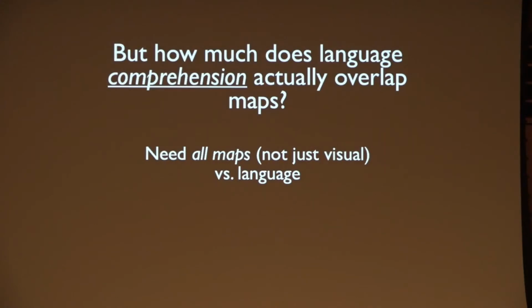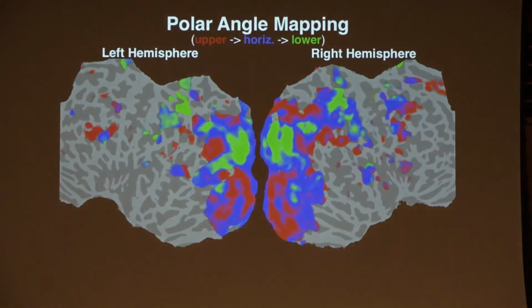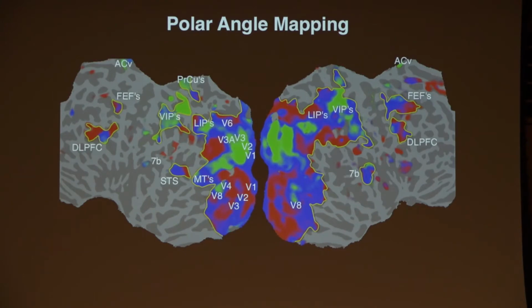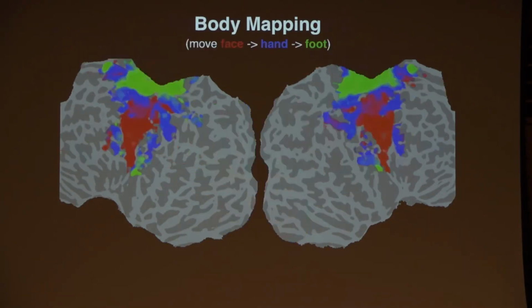Okay, but what about comprehension, language comprehension? That was just like reading. So here we have to get all maps. So we do some visual maps, some auditory maps, some somatomotor maps. We have people actually gently move different parts of their body. So here are all the maps in a single subject. There are the visual maps, both hemispheres flattened. There's more or less where some of the main ones are. There's the central sulcus. Look for the central sulcus and the STS to orient yourself.